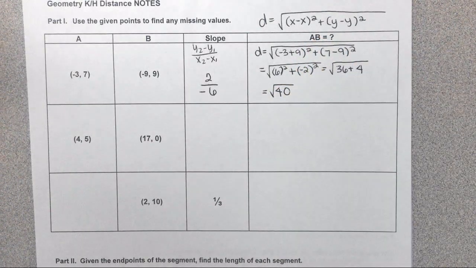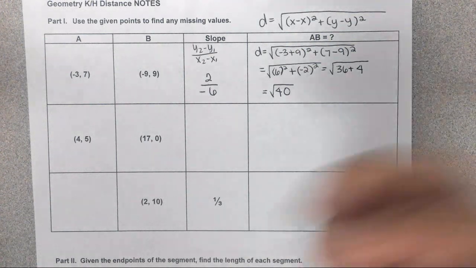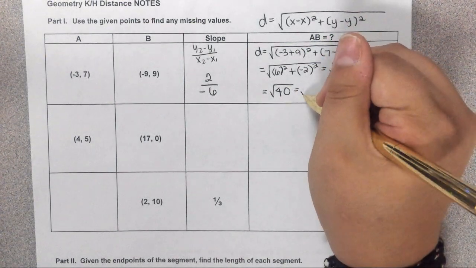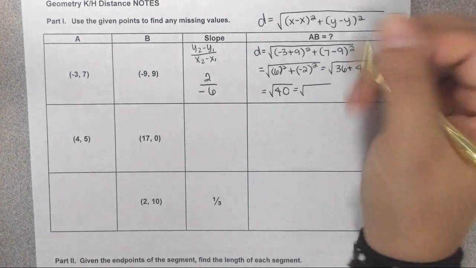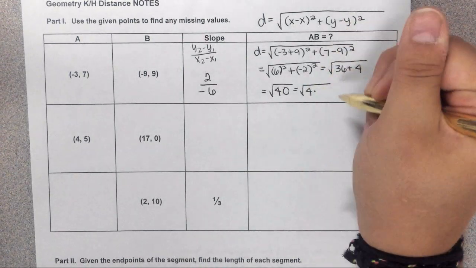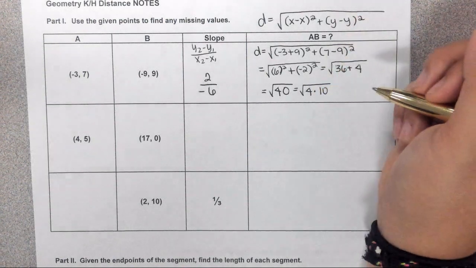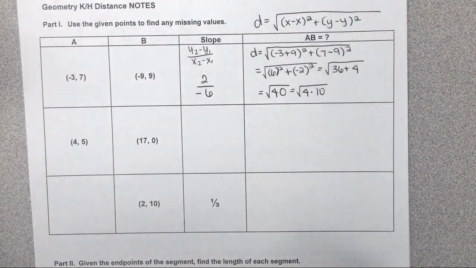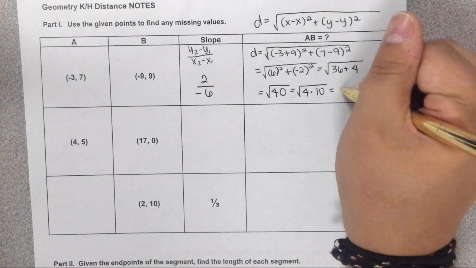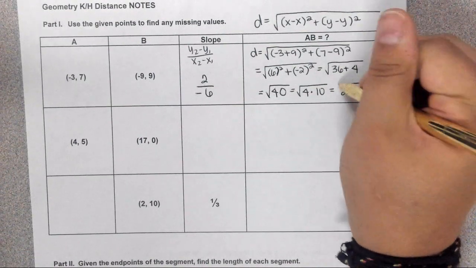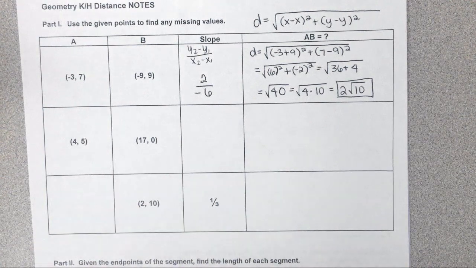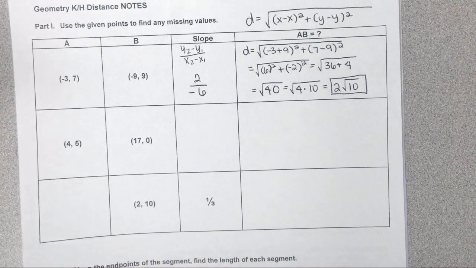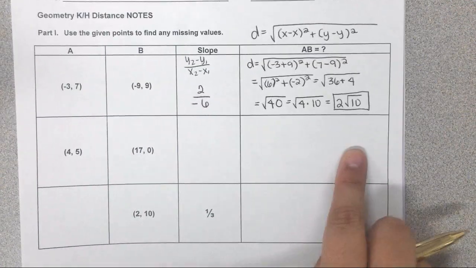Is square root of 40 an acceptable answer? No. Why? Because it divides by a perfect square. What perfect square does 40 divide by? 4 times. And what's the square? Oh, I already did this one earlier with y'all. I just realized it. 2 square roots of 10. This was the one I reviewed with y'all at the beginning. Okay, y'all are going to do this one on your own.